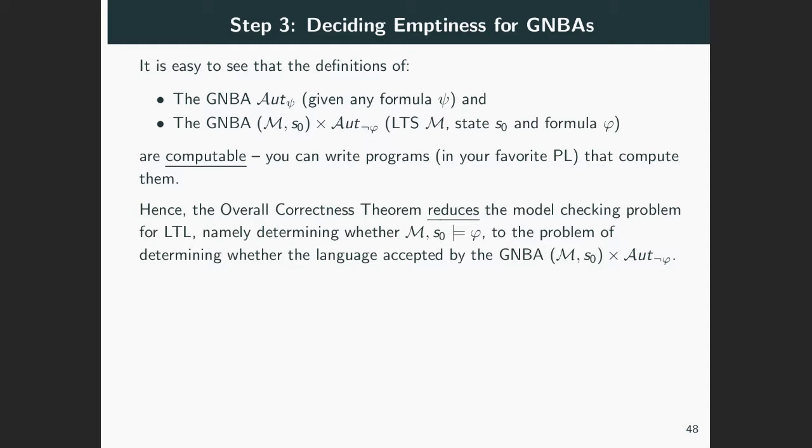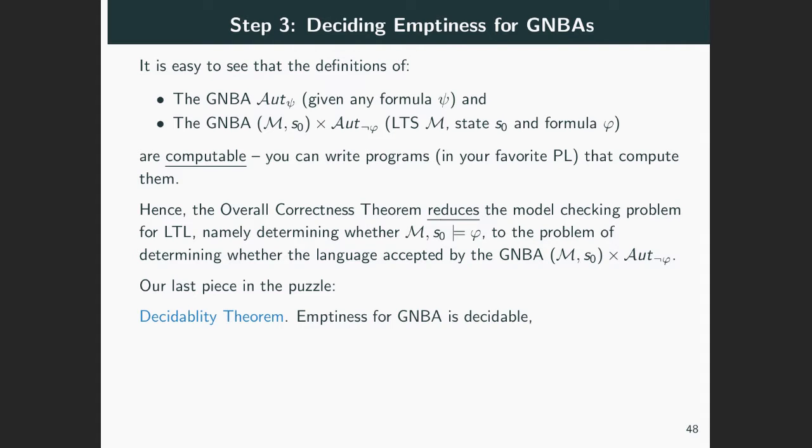And our overall correctness theorem reduces the model checking problem, which is about determining whether M in state S0 satisfies phi, to the problem of determining whether the language accepted by the product automaton is empty. Next, we're going to show that this last problem, emptiness for this particular kind of automata, generalized non-deterministic Büchi automata, GNBA for short, is algorithmically decidable, which in particular will show that the LTL model checking problem is also algorithmically decidable, thanks to the computational reduction of the latter problem to the former problem.